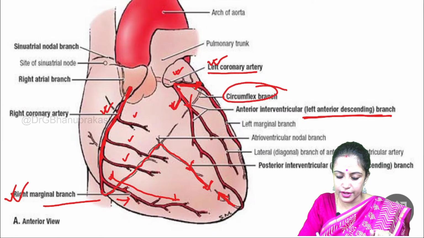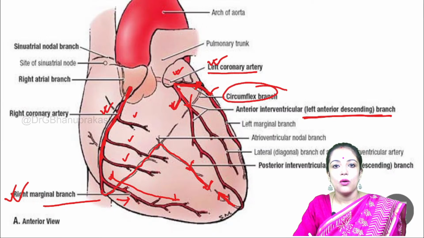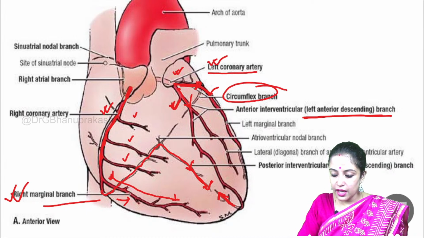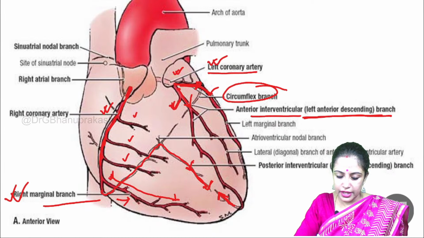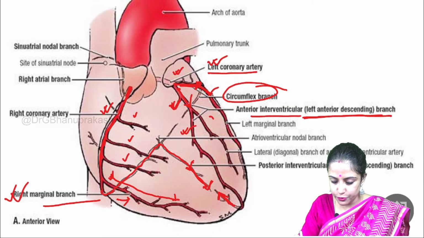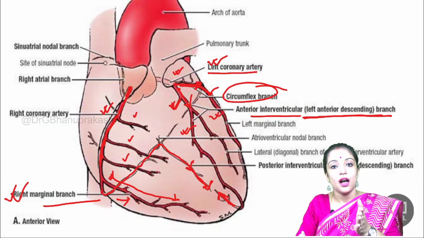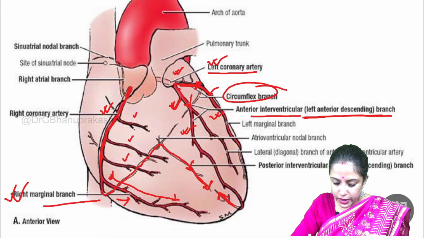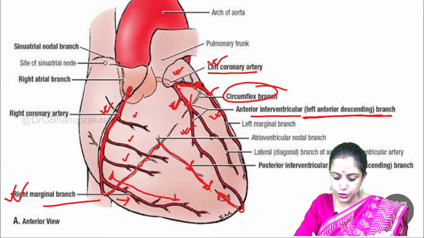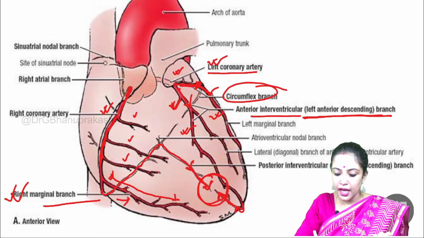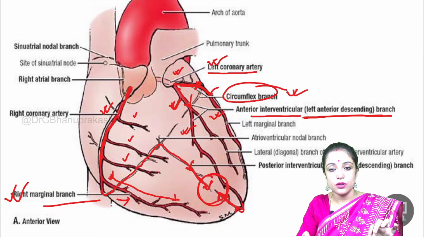Okay, so this is the circumflex artery. Now, while descending into the anterior interventricular groove, the left anterior descending gives off many branches to the anterior surface of the left ventricle. And after giving these branches, it winds posteriorly into the posterior interventricular groove to anastomose with the right coronary artery. And the circumflex branch is also a big branch.